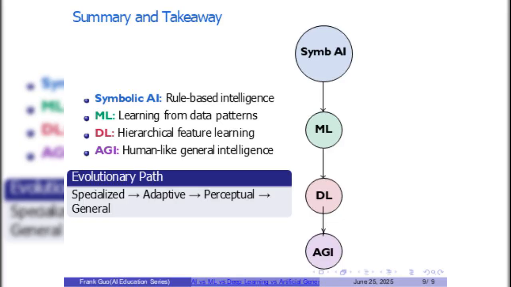The journey from symbolic AI to AGI isn't just technical, it's reshaping how we interact with technology, make decisions, and solve problems together. Thank you for joining me in exploring this evolution. I hope you now have a clearer view of where AI is today, and where it's headed.